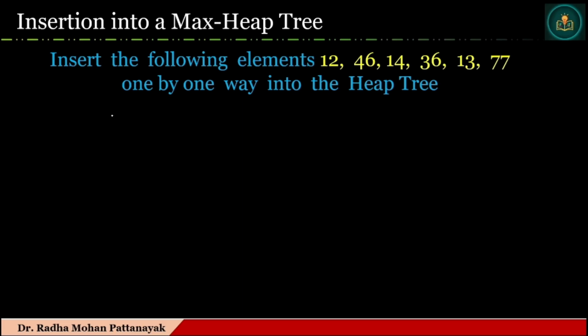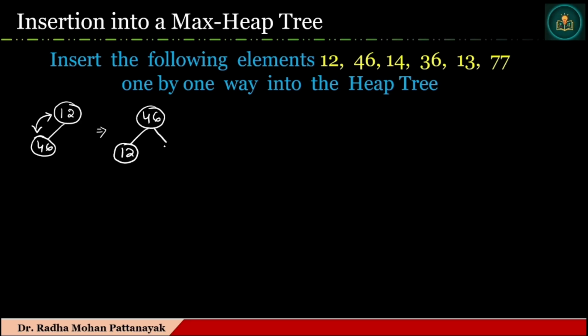Clear? So first we will insert 12. Before 12, there is no element present in the tree, right? That's why 12 will become the root node. So just insert 12. Then second is 46. As per the complete binary tree, 46 will become the left child of 12. After insertion of 46, if you compare 46 with 12, you will find that 46 is more than 12. So what do we need to do here? We need to swap 46 and 12 so that 12 will become the child node and 46 will become the parent node.